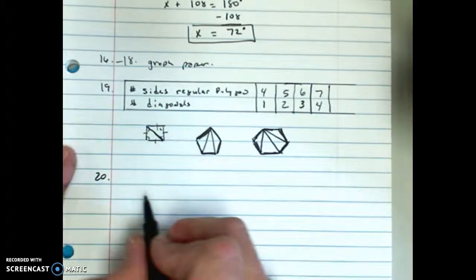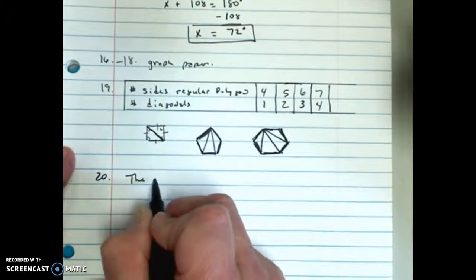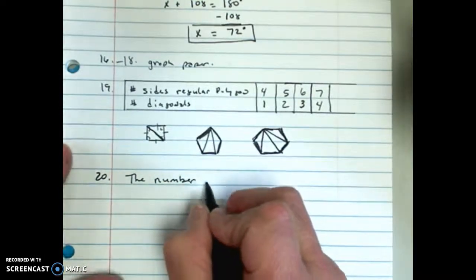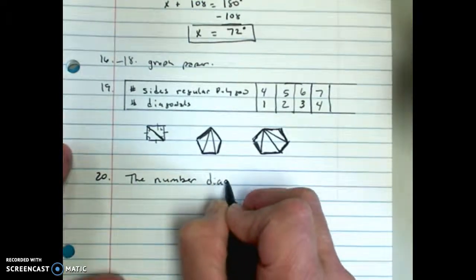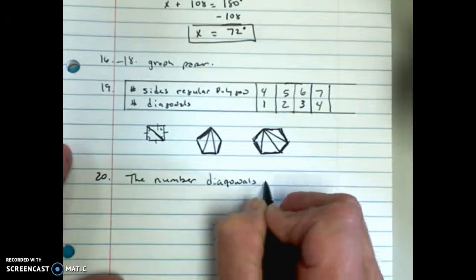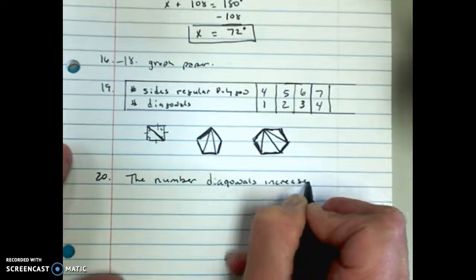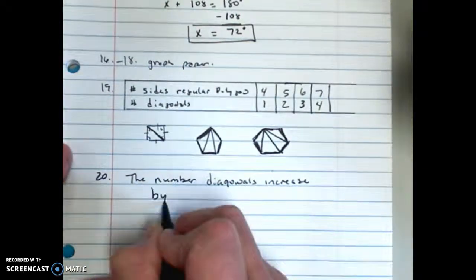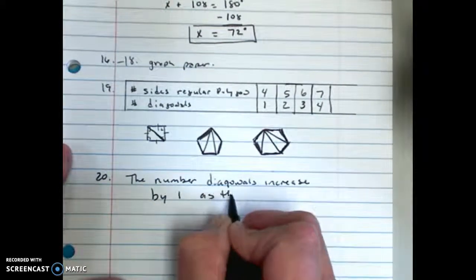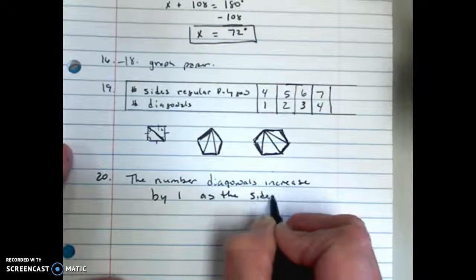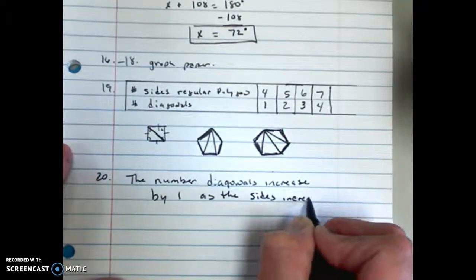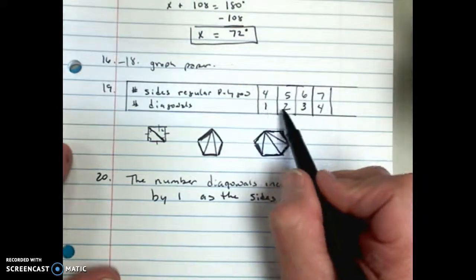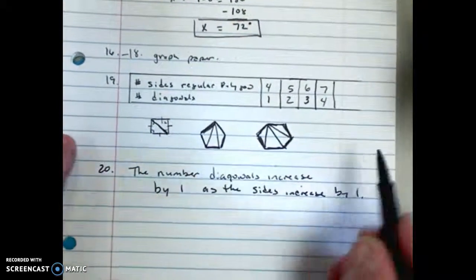So basically, the number of diagonals increases by 1 as the sides increase by 1. So we went up by 1 here, and our pattern followed the same.